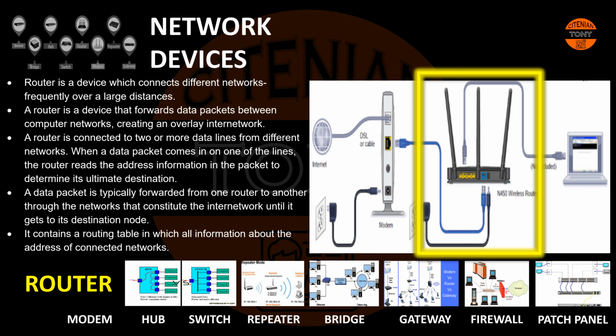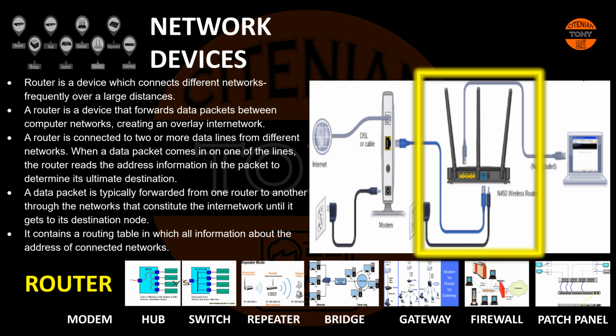A router is a device which connects different networks, frequently over large distances. A router is a device that forwards data packets between computer networks, creating an overlay internetwork. A router is connected to two or more data lines from different networks. When a data packet comes in on one of the lines, the router reads the address information in the packet to determine its ultimate destination.